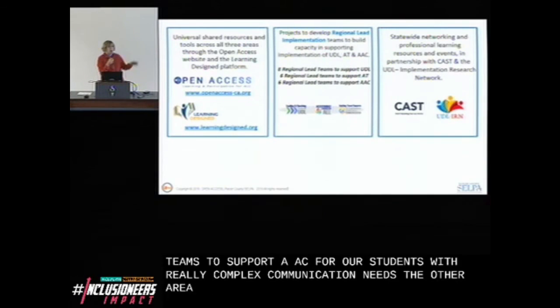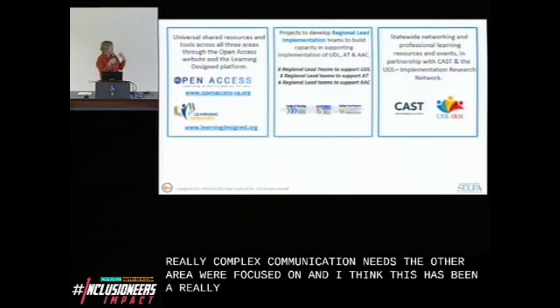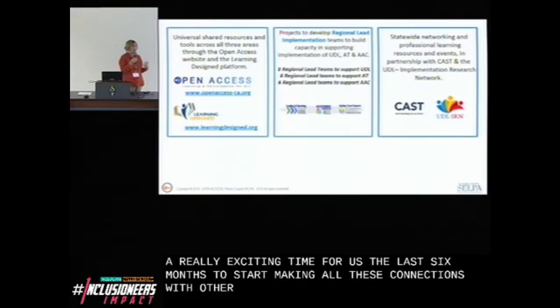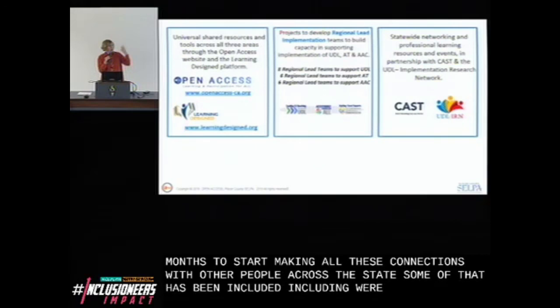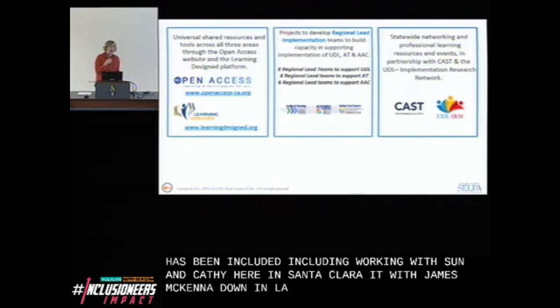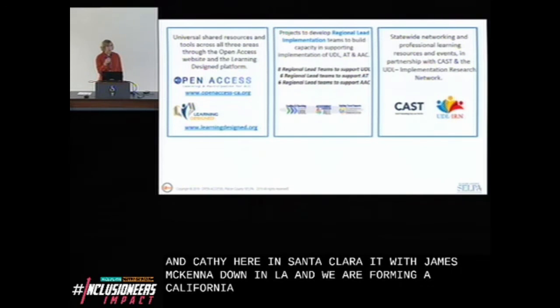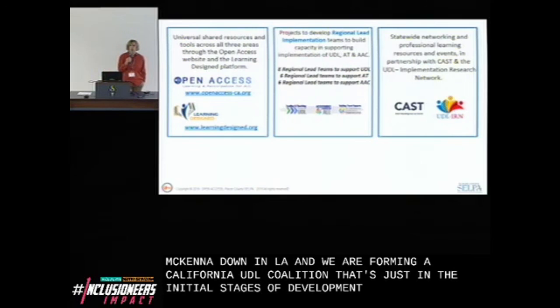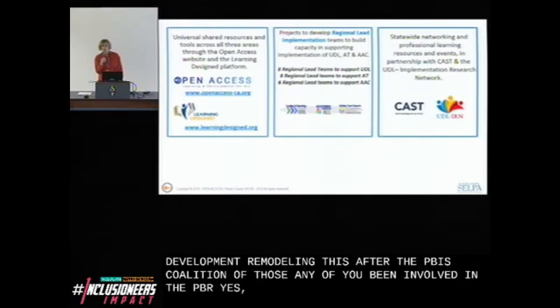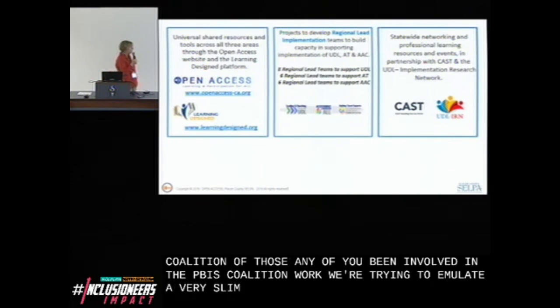The other area we're focused on, and I think this has been a really exciting time for us the last 6 months, is starting to make all these connections with other people across the state. Some of that has been working with Sung and Kathy here in Santa Clara, and with James McKenna down in LA. And we are forming a California UDL coalition that's just in the initial stages of development. We're modeling this after the PBIS coalition. If any of you have been involved in the PBIS coalition work, we're trying to emulate a very similar model where there will be networking opportunities.